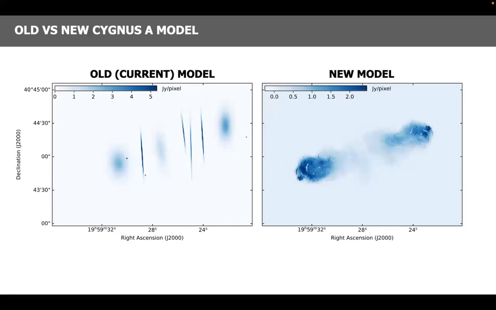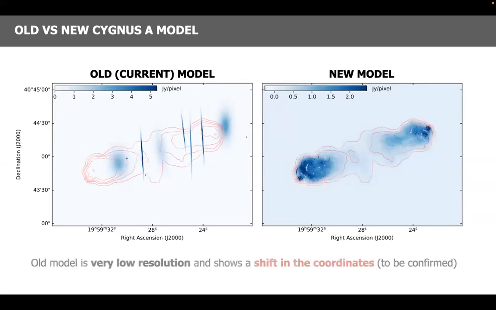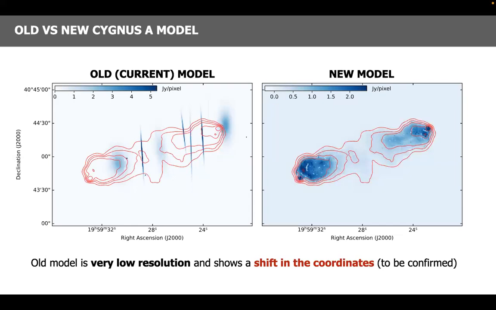Yeah, because the old model was obtained with LBA data, so lower frequency, so low resolution. But there is also a shift in the coordinates, which is confirmed. So it's confirmed, it's not to be confirmed. But this means it's not a big problem because during calibration, we can take care of this shift. But still, it means that the old model is not that good.